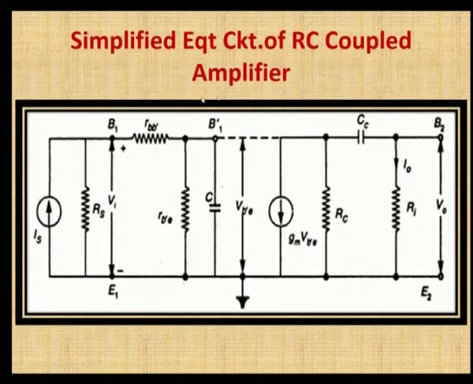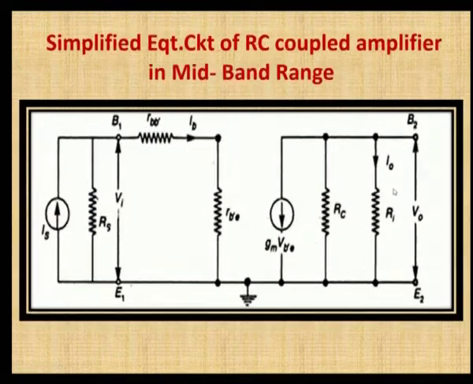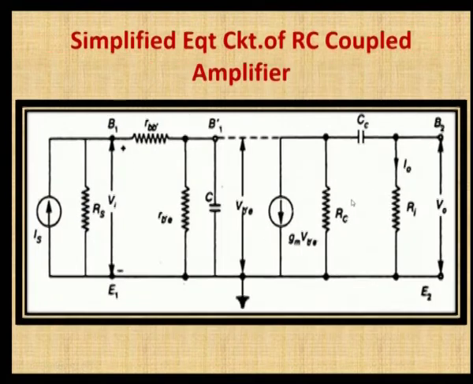In this low frequency response, the circuit will have only the coupling capacitance, not this capacitance. In the mid frequency range, there is no capacitance in the circuit. This is the equivalent circuit of the mid frequency range. In the low frequency range, this capacitance will not come into effect, only this coupling capacitance will have some effect on the low frequency range. And so, you will have a high pass filter network here.